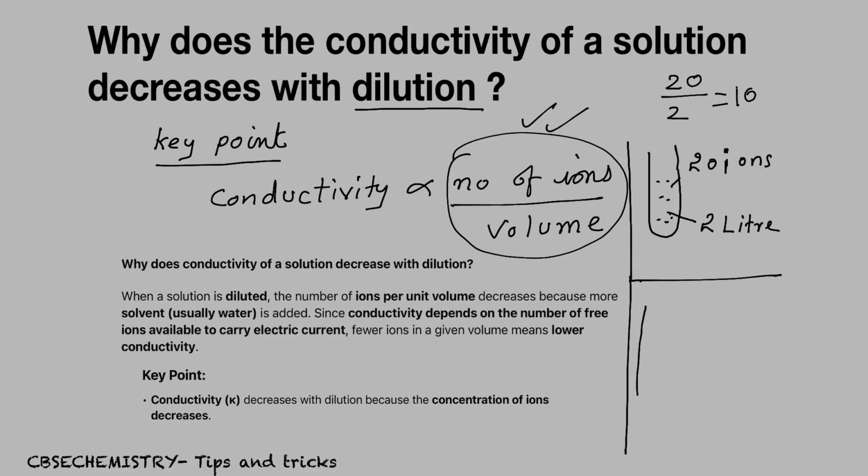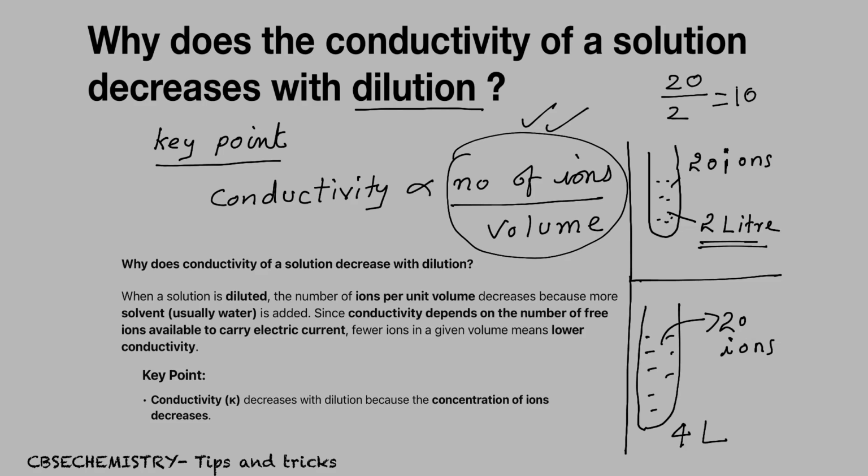Now we are diluting it by adding 2 liters of water. Already it is 2 liters, okay. Now we are adding 2 liters of water to the electrolyte. So the total volume will be what? 4 liters. There will be no change in the number of ions. Assume it is the same 20 ions itself.